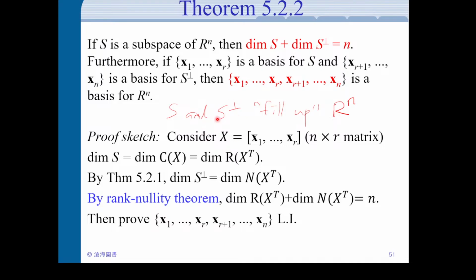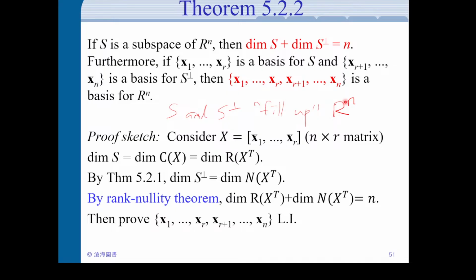And actually, because S perpendicular is the biggest subspace, those two subspaces together kind of fill up Rn. Although "fill up" doesn't mean that the intersection is Rn, they fill up in a kind of weird sense that we'll talk about very soon. But let's first see this theorem.